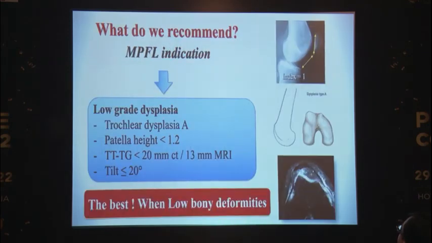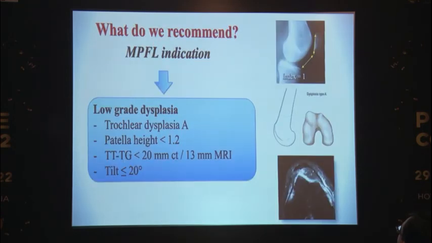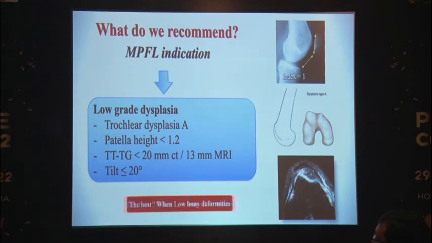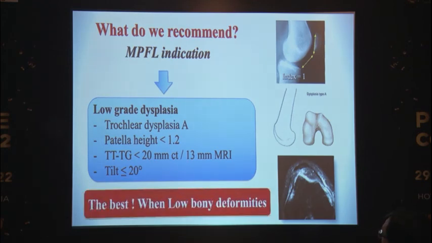Just I will go back to this. So what do we recommend? It's a low-grade trochlear dysplasia, type A, no patella alta, no excessive TTG, no excessive tilt. This is a good indication for an isolated MPFL for sure. And I always use that. So personally, I have very few indications of isolated MPFL. And most of the time, I always find a very good reason to do a mild distalization, a mild medialization, because definitely most of the time you have that.